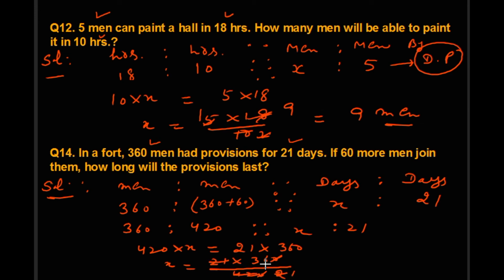The zeros got cancelled. 21 2s are 42, 2 1s are 2, 18. So 18 days. So here you can see less men, more days; more men, less days, because they will eat more, so the provisions will last for less days. This thing you have to keep in mind. Here I am writing by direct proportion.